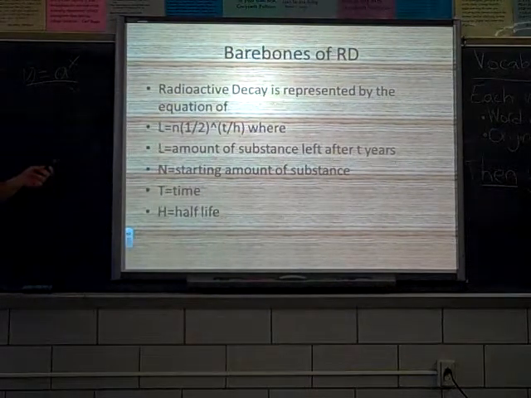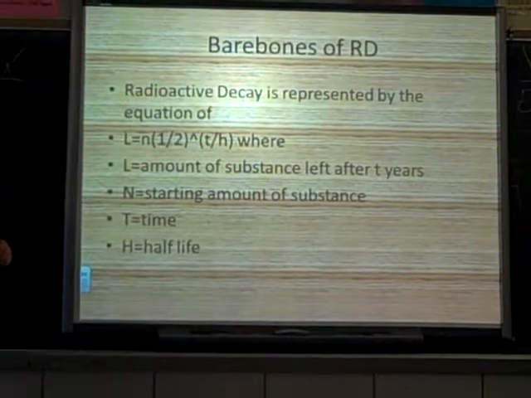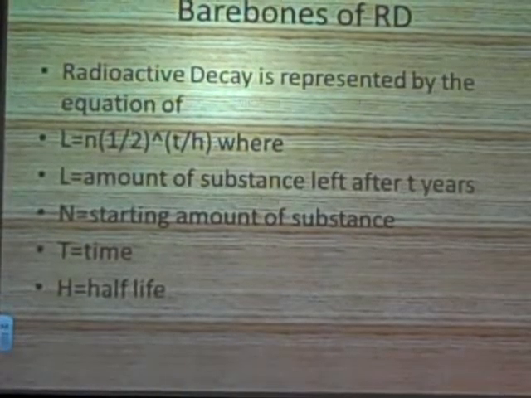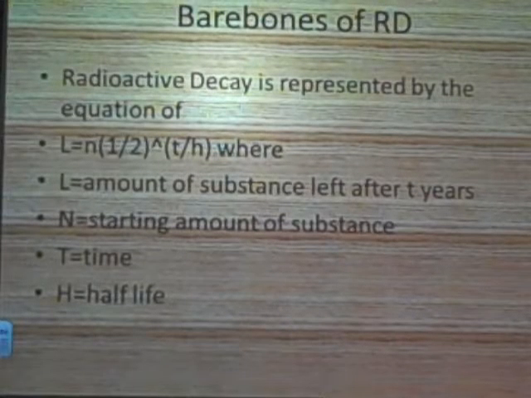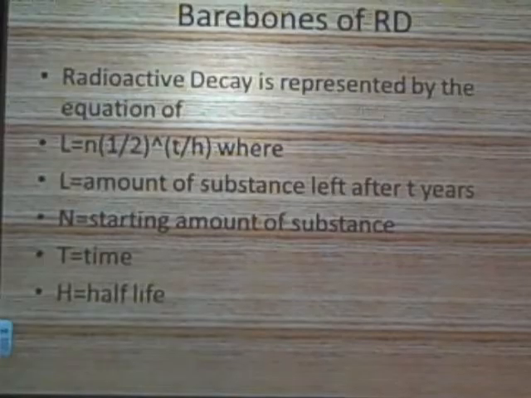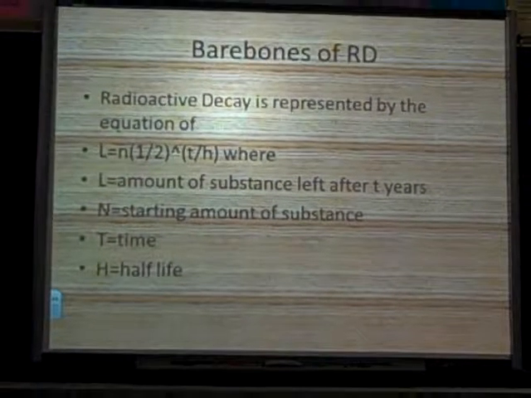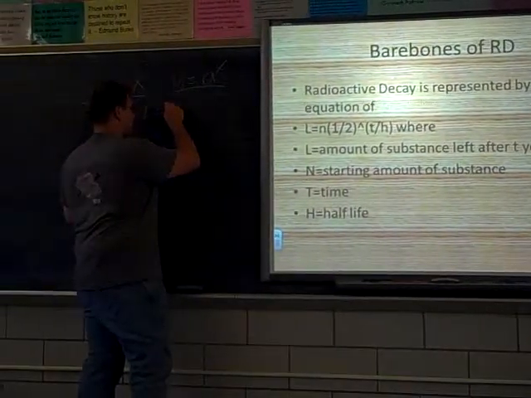Okay, so here's what it is. Radioactive decay is represented by the equation L equals N times 1/2 to the T over H power, where L is the amount of substance left after T years, N is the starting amount of substance, T is time, H is half-life. We'll write this down here so we have it for later.